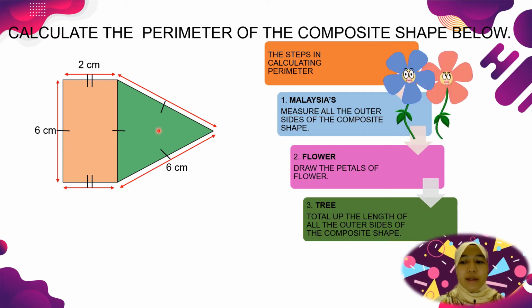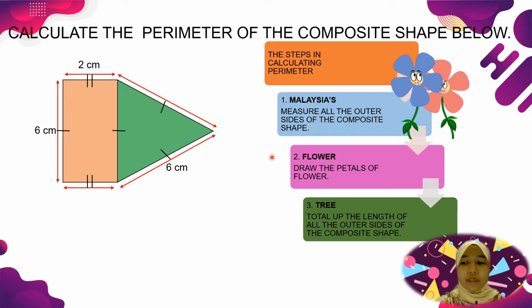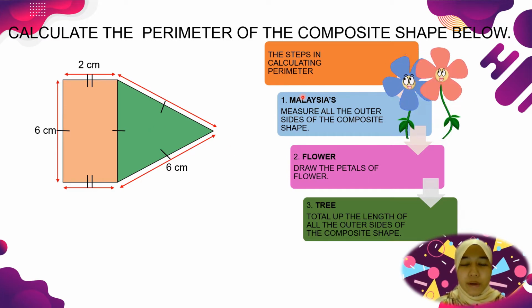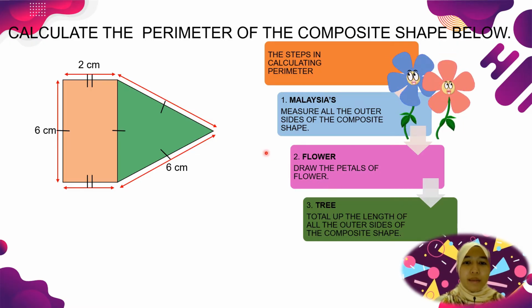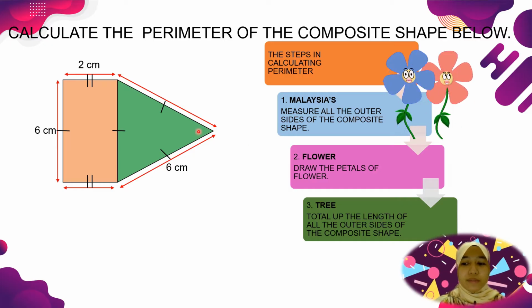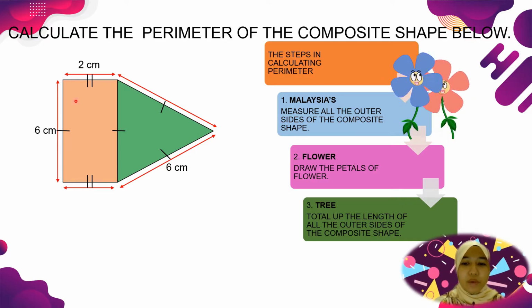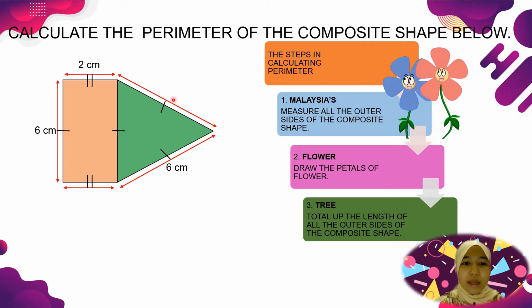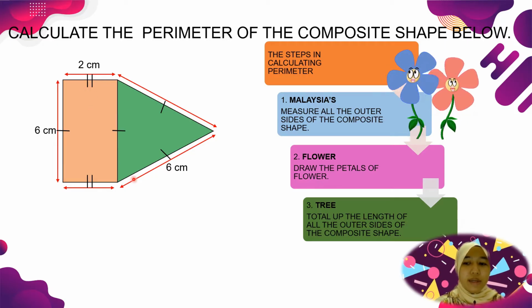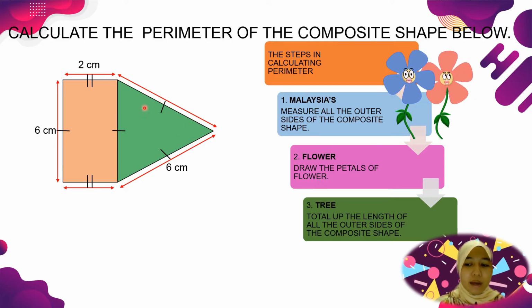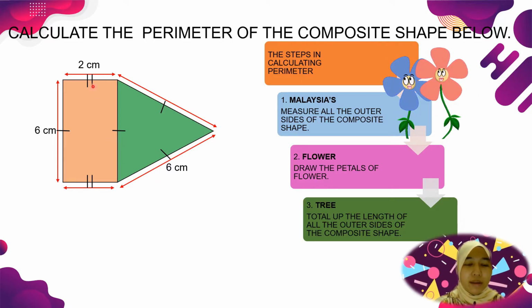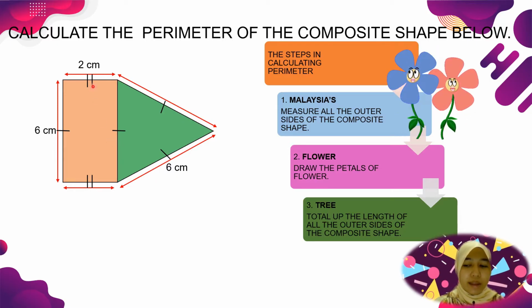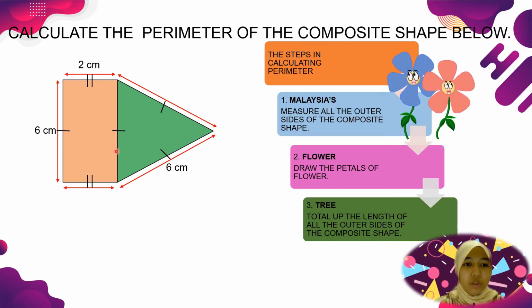Okay, now we will calculate the perimeter of this composite shape. Do you still remember Malaysia's flower tree? We will use the same method like previous one. Okay, look at the diagram. We have single marks and double marks on every side. Single mark will show the side is 6 cm long, while the double mark shows the length of the side is 2 cm long.